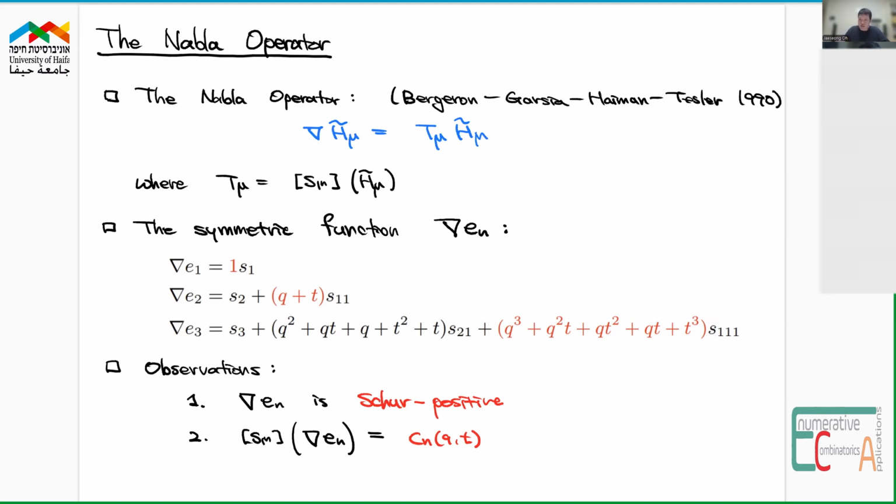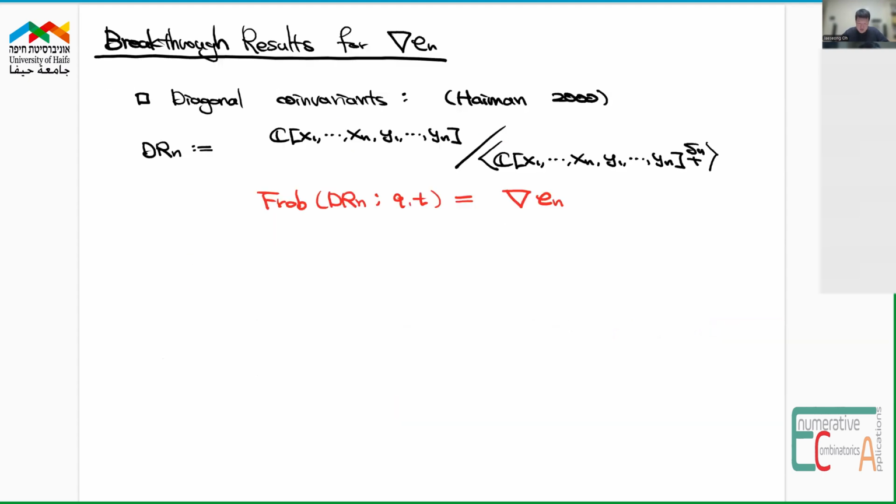And these observations led to various breakthroughs in this area, and I'm going to introduce three of them. The first one is a verification of the first observation, the Schur positivity. There is an S_n module called the diagonal coinvariants, which is a quotient of the polynomial ring in 2n variables by the invariant ideal, where the S_n action, the symmetric group action, is given by permuting these 2n variables diagonally. And Mark Haiman again proved that the bigraded Frobenius characteristic of this diagonal coinvariant ring coincides with the symmetric function Nabla e_n, thereby proving the Schur positivity of Nabla e_n.